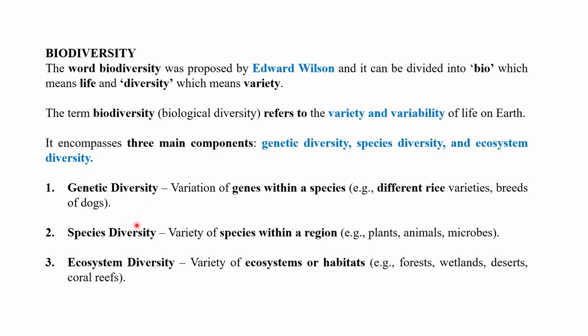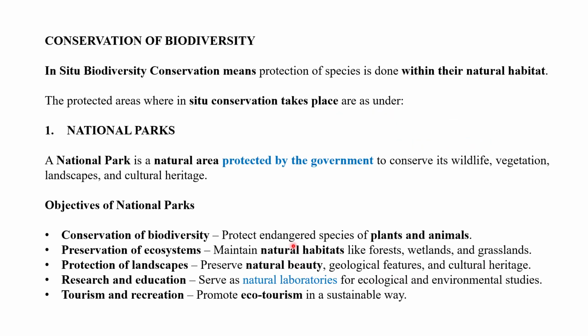Species diversity means the diversity of species within a region, as written here: variety of species within a region. For example, plants, animals, and microbes. Ecosystem diversity means the varieties of ecosystems or habitats, for example, forests, wetlands, deserts, and coral reefs.